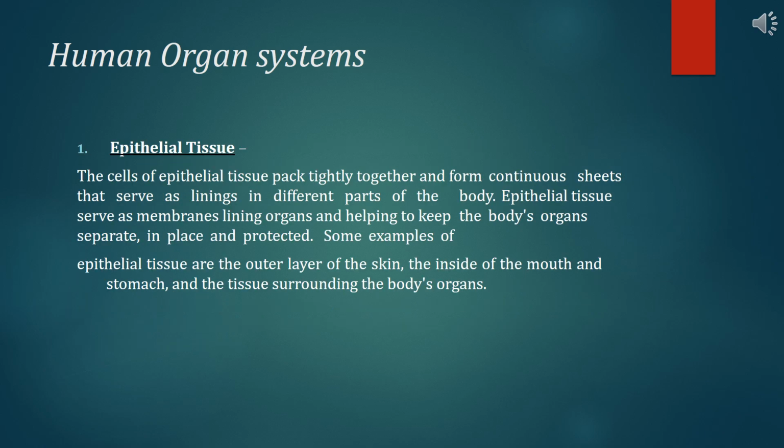Epithelial tissue. The cells of epithelial tissue pack tightly together and form continuous sheets that serve as linings in different parts of the body. Epithelial tissue serves as membranes lining organs and helping to keep the body's organs separate, in place, and protected. Some examples of epithelial tissue are the outer layer of the skin, the inside of the mouth and stomach, and the tissue surrounding the body's organs.